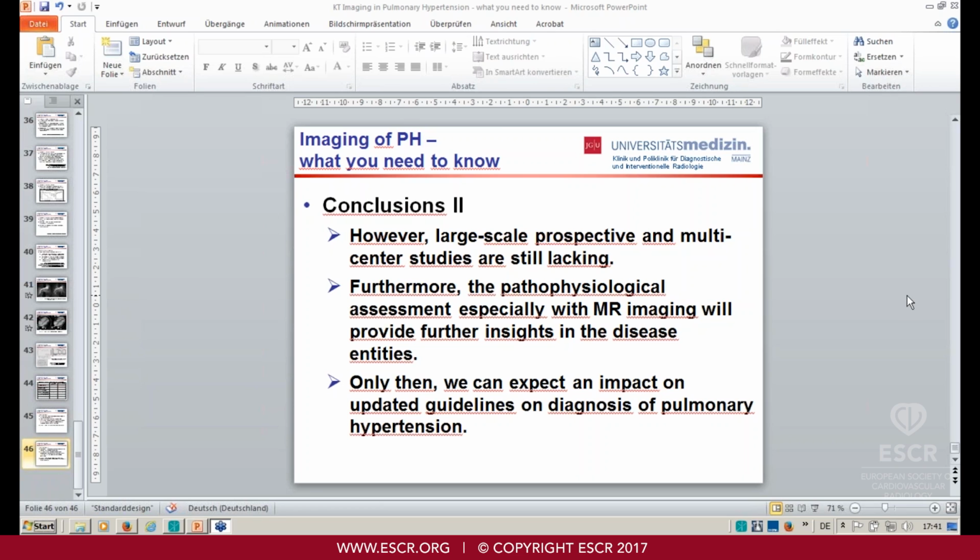I personally prefer ECG gating even in patients with suspected acute pulmonary embolism, because I have the impression that the assessment of smaller vessels is better than in patients without any ECG triggering. But this is not a fact of current guidelines. This is my personal experience. There are still data lacking showing us that this really enhances the diagnostic accuracy, especially in the detection of subsegmental PE.